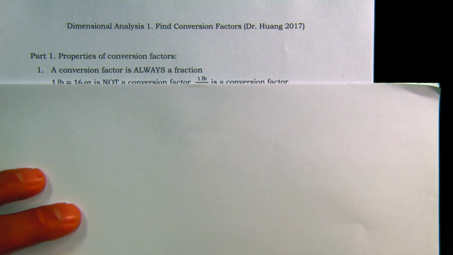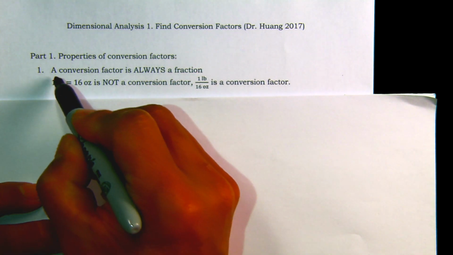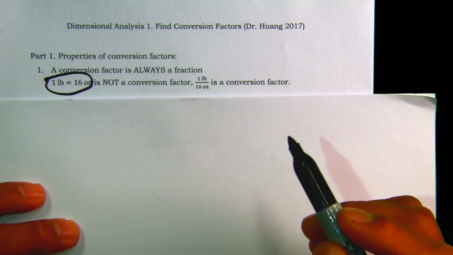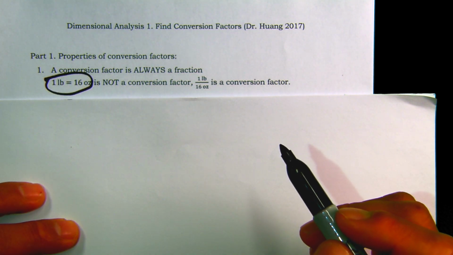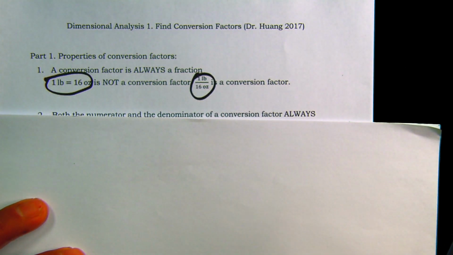The first property of a conversion factor is that a conversion factor is always a fraction. 1 pound, 16 ounces, written as separate numbers, is not a conversion factor because it is not a fraction. 1 pound over 16 ounces is a conversion factor because it is a fraction.